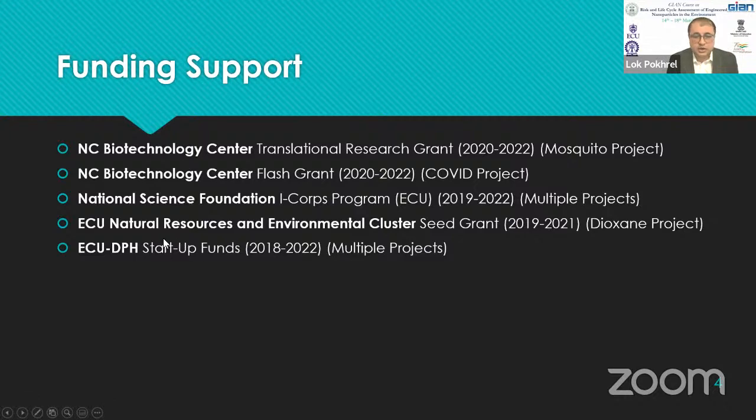We also received a small seed grant from ECU, Natural Resources and Environmental Cluster. This was related to our dioxin project. As you may know, dioxin is an emerging contaminant. It is very hard to break down by other means. Current drinking water treatment processes do not degrade or break down dioxin, and therefore there is a need for removal of dioxin from surface water and drinking water.